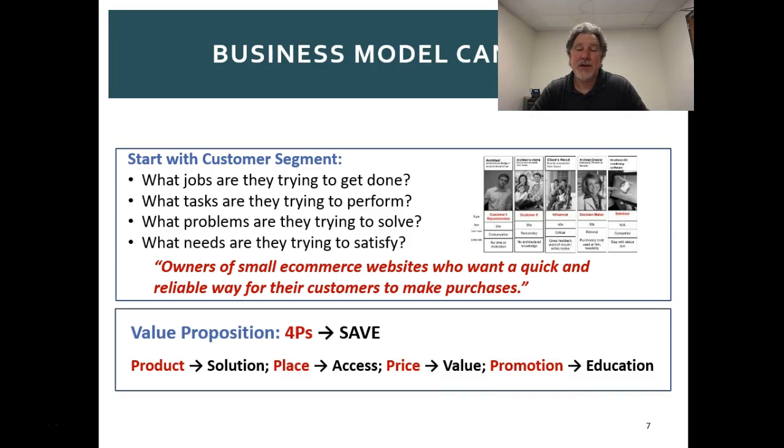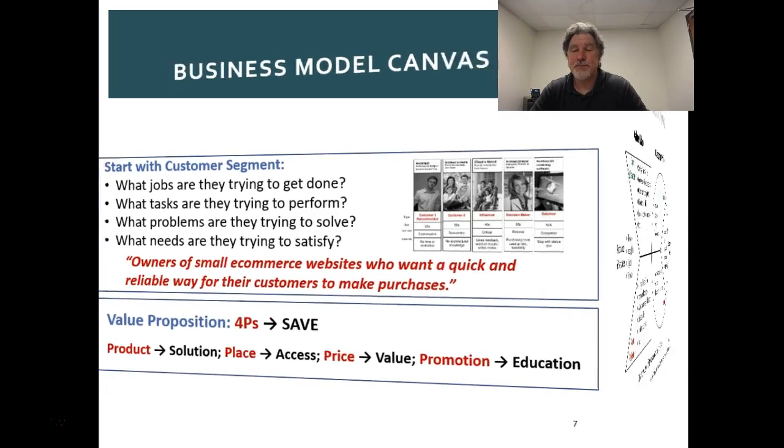So a marketing concept that we think about as we move forward with value propositions, think about the four P's. And you'll see as we build out this whole right side of the canvas is product in terms of that solution, okay? But it's also place, which is access, which is going to be your channels, and price, which is the value, which is going to be tying back in with your revenue model, and then promotion, which is education, which gets into customer relationships, which we'll expand on a little later.